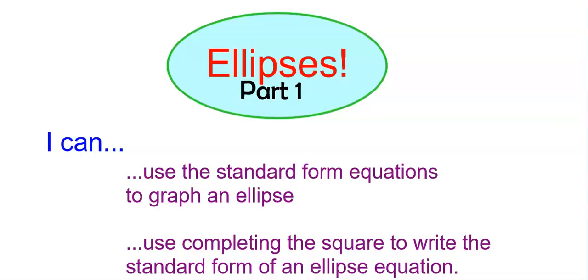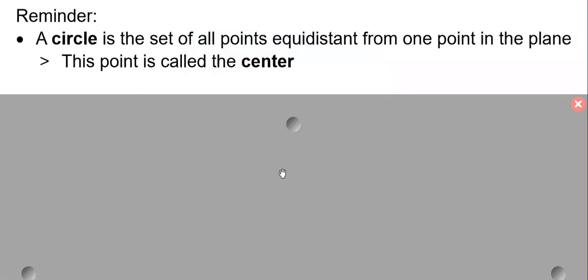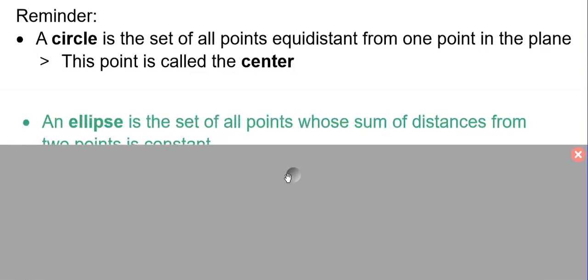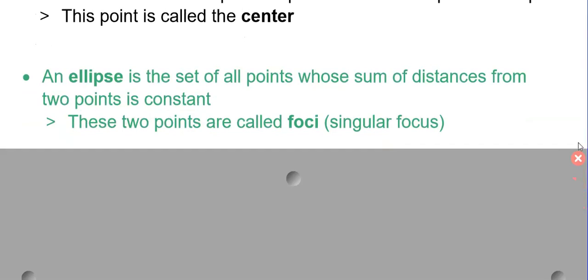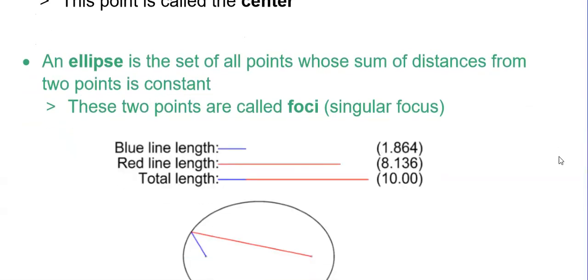So first of all, just a reminder, a circle, that's what we did last time. A circle is a set of all points equidistant from one point in the plane, and that point is called the center. Now, the difference between a circle and an ellipse is an ellipse has two centers, not exactly centers, but they're actually called foci. So an ellipse is the set of all points whose sum of distances from 2 points is constant. And these 2 points, like I said, are called foci, or the singular word there is focus.